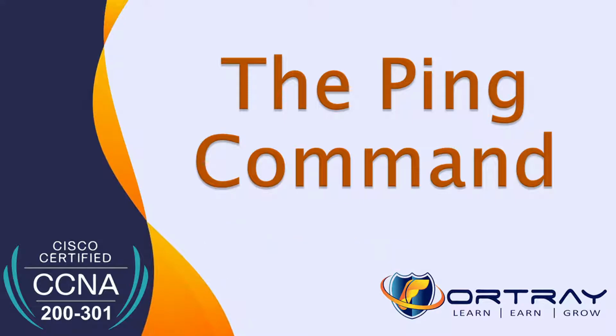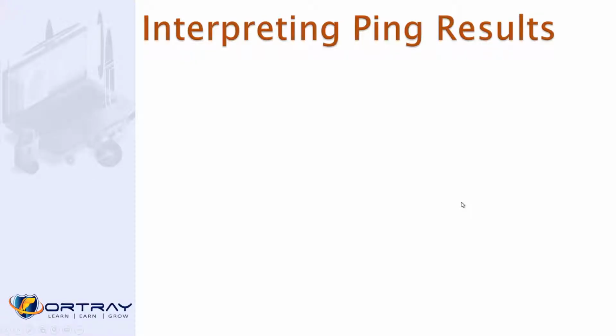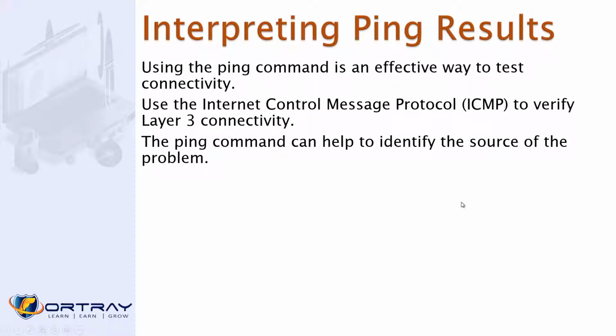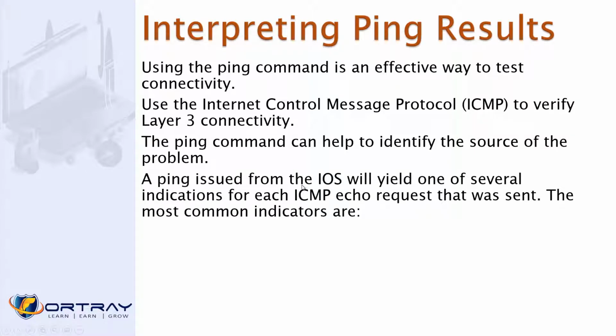Command actually. I think we already discussed this and used it many times. So basically, we use this command effectively to test connectivity. It uses the Internet ICMP to verify layer 3 connectivity. The ping command can be helpful to identify the source of the problem. A ping command issued from the iOS will yield one of several indications, and this is the indication.